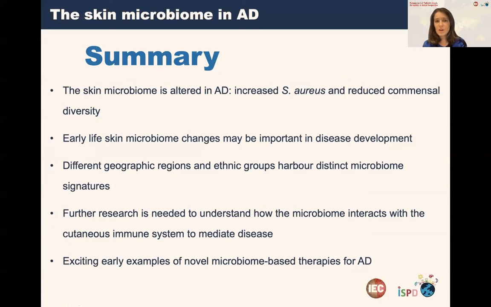So to summarize, hopefully I've shown that the skin microbiome is significantly altered in atopic dermatitis, particularly with increased Staph aureus and reduced commensal diversity. The early life skin microbiome may be important in disease development. Different geographic regions and ethnic skin groups may harbor distinct microbiome signatures, and further research is needed to understand these differences and how the microbiome interacts with the cutaneous immune system to mediate disease. And finally, I've shown some exciting examples of early novel microbiome-based therapies for atopic dermatitis. Thank you very much for listening.